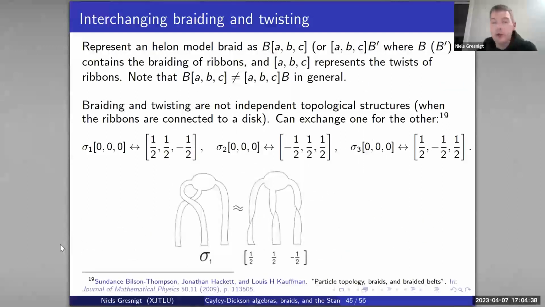So if we then look at the Helon model, where we look at these braids, we could basically write them in terms of capital B, which would be some braid. And then we have a vector with three integers, either 0, plus or minus 1, which would represent the twisting of each of those ribbons. Or you could write it as the twisting first and then the braid, but you have to be consistent, because if you pull this vector with the ABC through the braid, it would in general permute them, you see, so permute the AC. So you have to be a little bit careful.